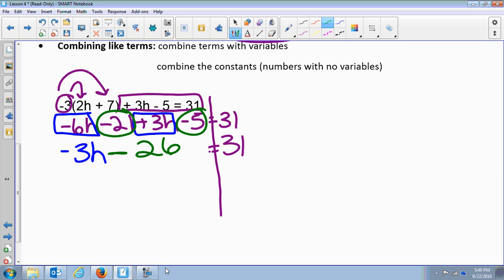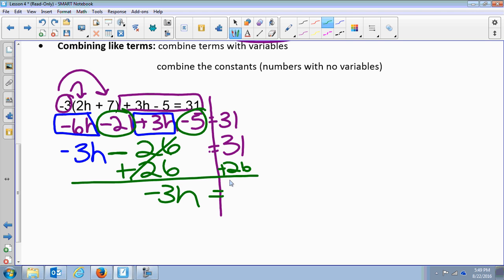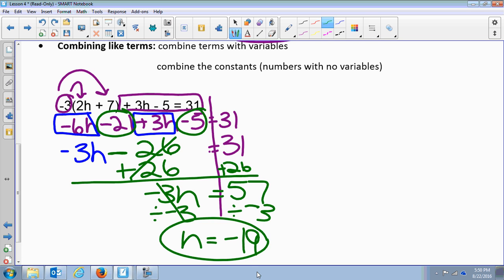At this point, now I've just made it into a two-step equation. So I want to get rid of subtraction first. So I'm going to add 26 to both sides. This cancels because it zeroes out. I'm left with negative 3h. 31 plus 26 gives me 57. Now, h is not by itself yet, so I'm going to divide. Don't forget to keep the negative. Divide by negative 3. This cancels into a 1, so I'm left with h is equal to negative 19.